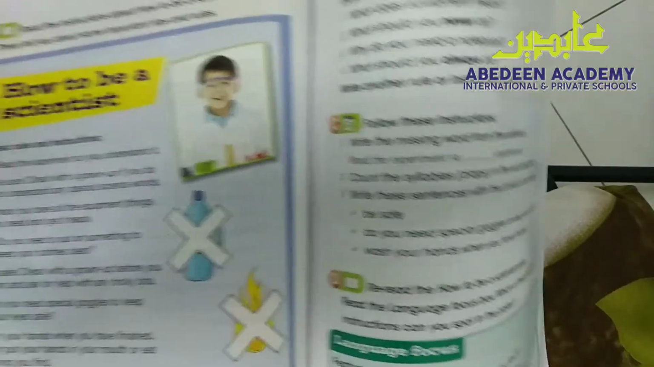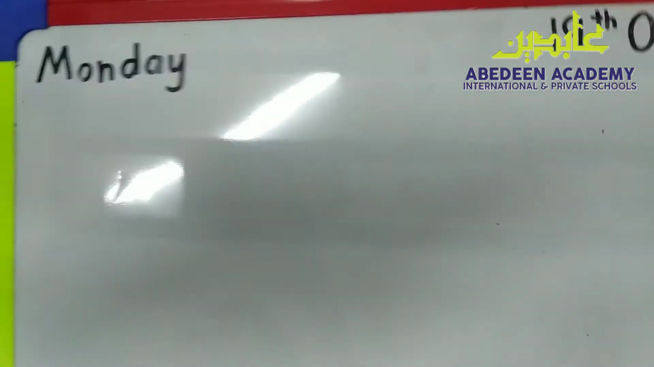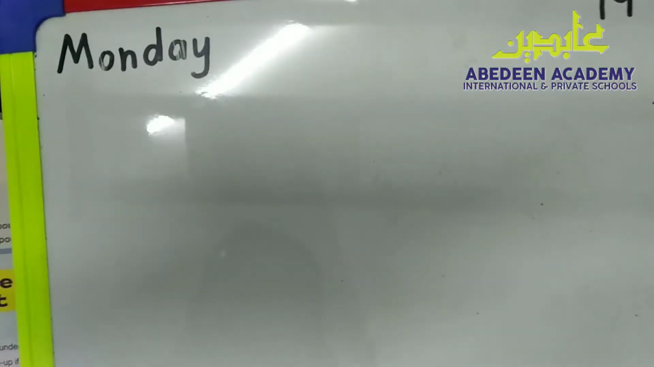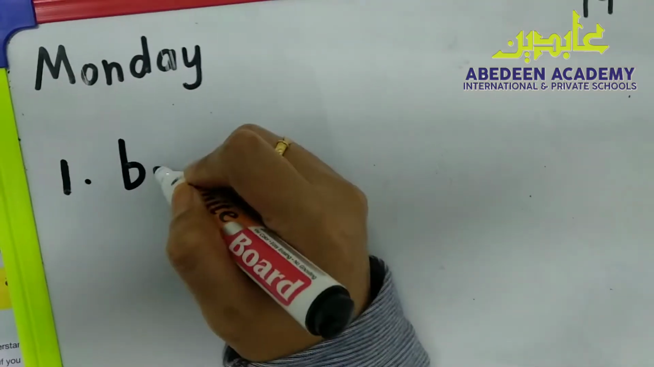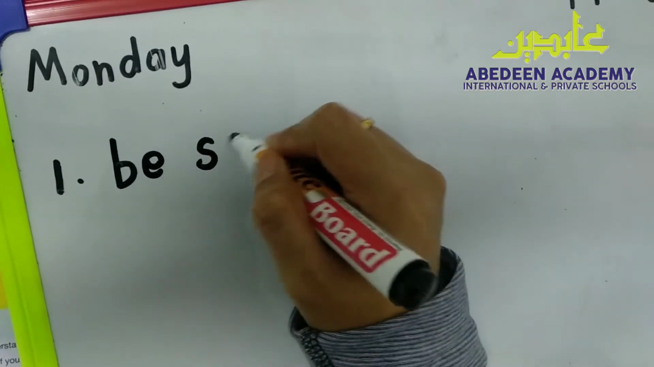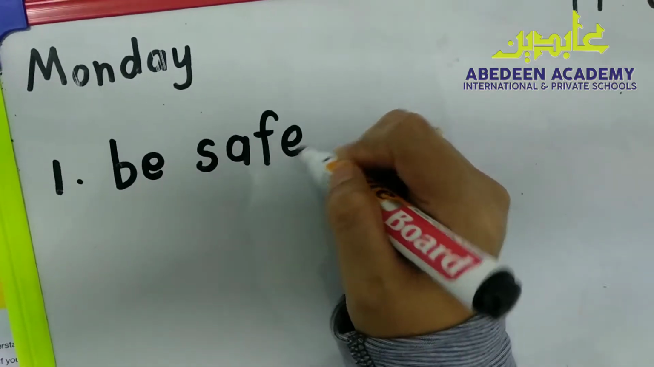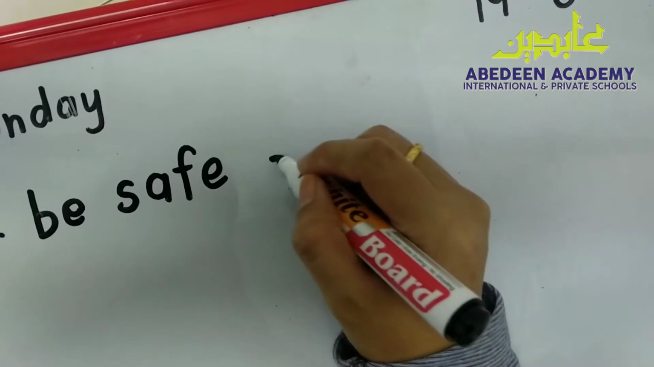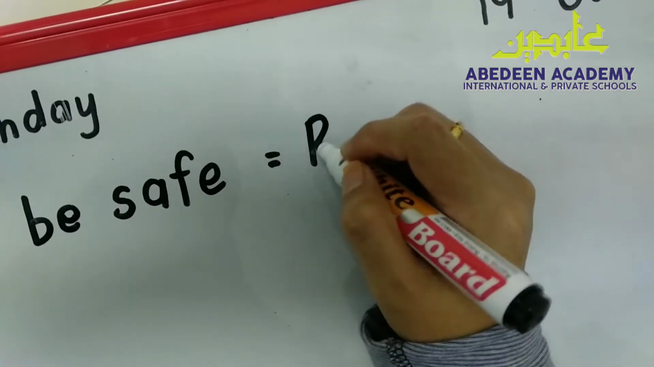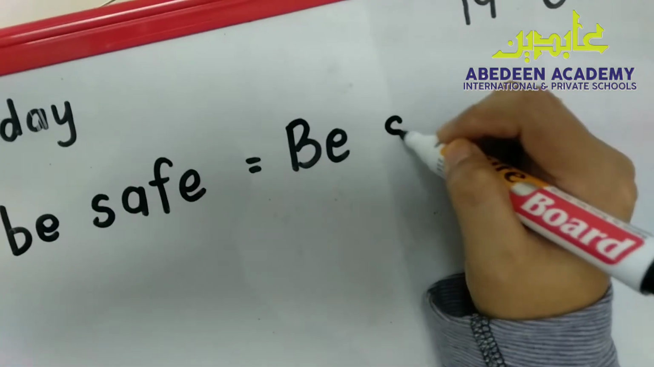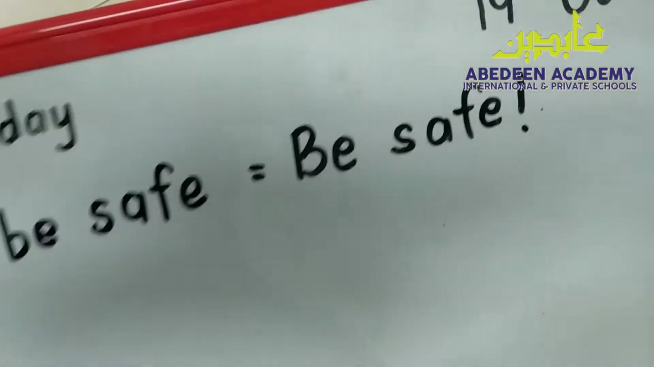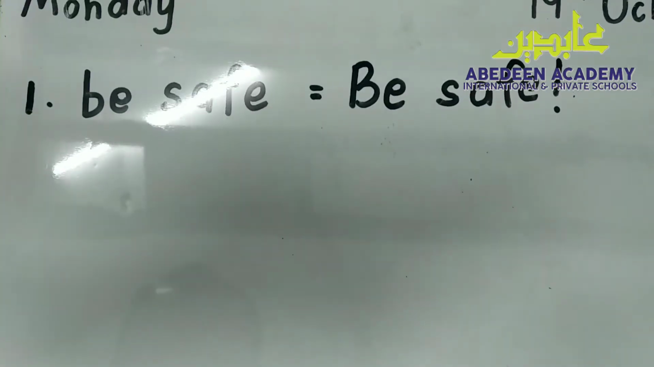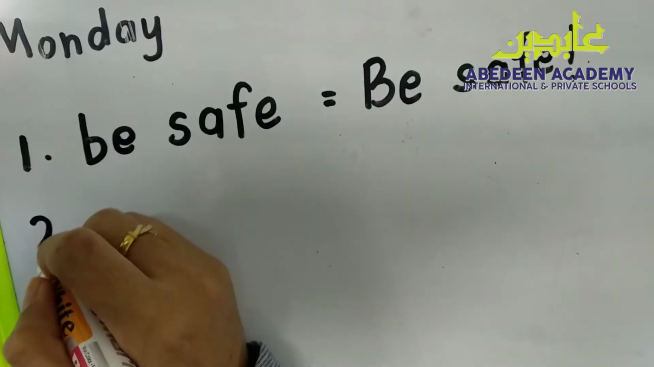Alright, I will write here so that you get a clearer picture. Number 1 is be safe. The answer should be big letter, putting exclamation mark at the end. Be safe, be safe. Alright, number 2.